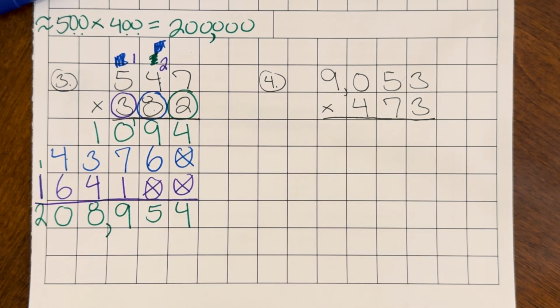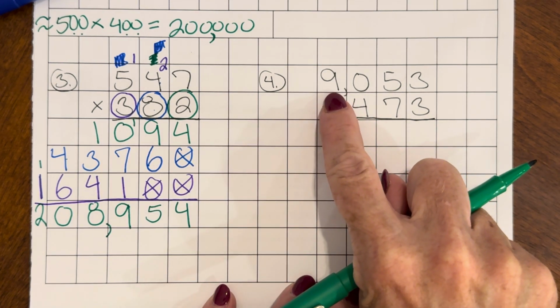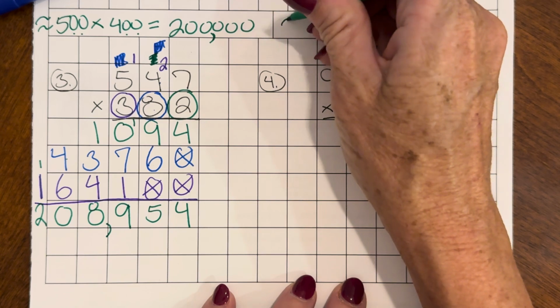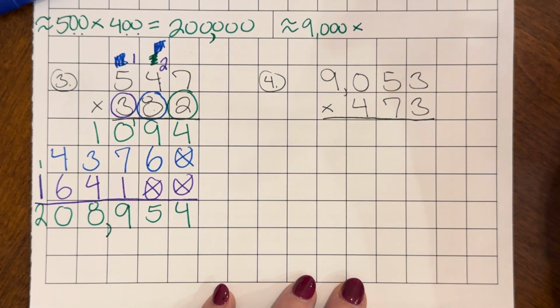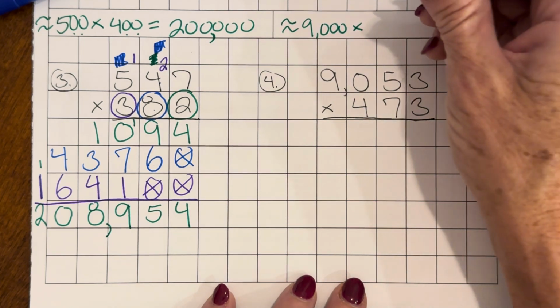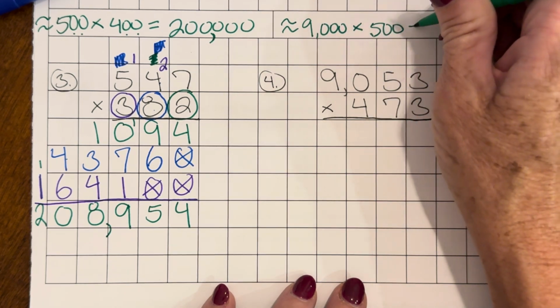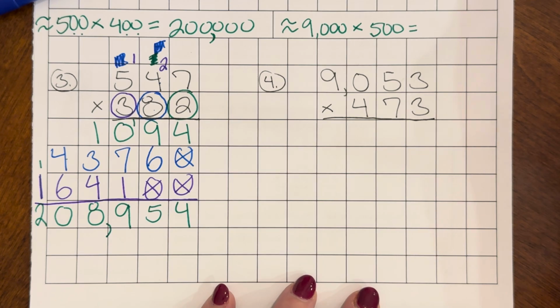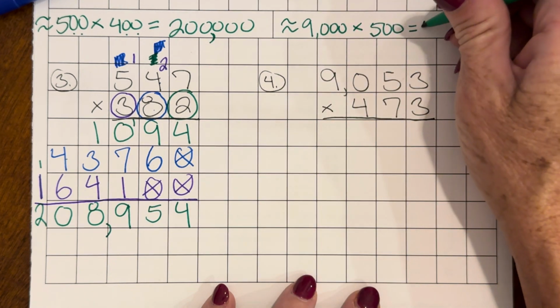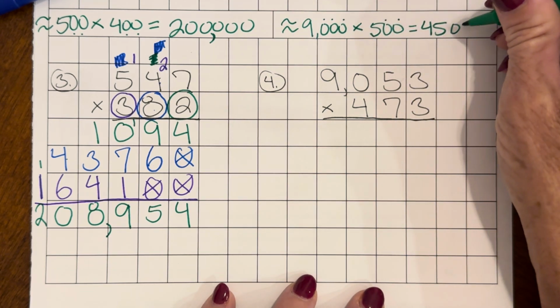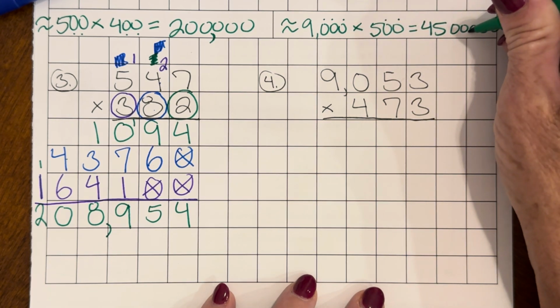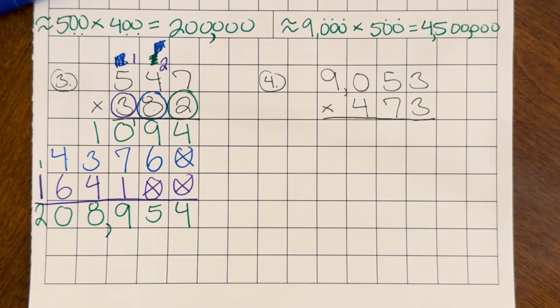Okay, we have one last one to do. Okay, so let's first estimate. 9,053 is about 9,000, very close. And 473 is about 500. So my estimate is 9 times 5 is 45. And we have 1, 2, 3, 4, 5 zeros. So my estimate is 4,500,000.